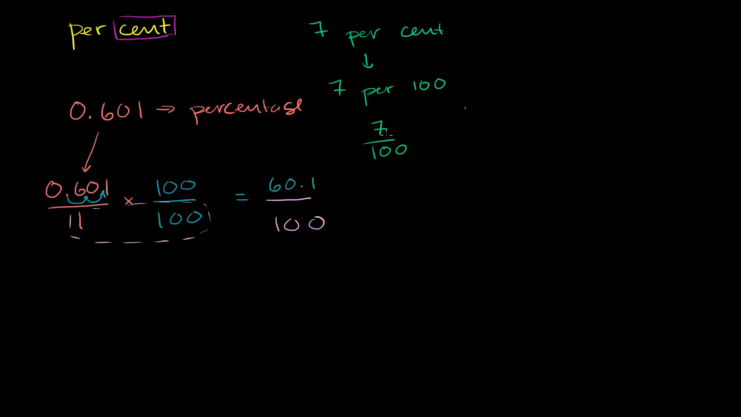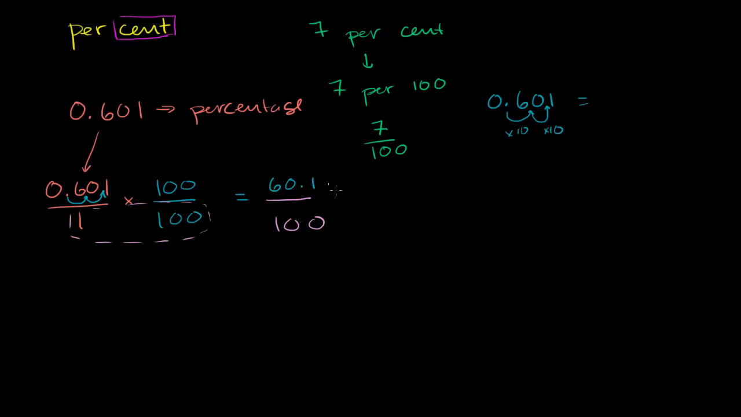Let me rewrite that again. If I were to write 0.601, and I want to multiply it by 100. Shift the decimal once, I multiply it by 10. If I multiply it by 10 again, or essentially multiply it by 100, I get 60.1. So this is times 10. This is times 10 again. I've essentially multiplied it by 100. But now we have it in the form we like. We have 60.1 over 100.